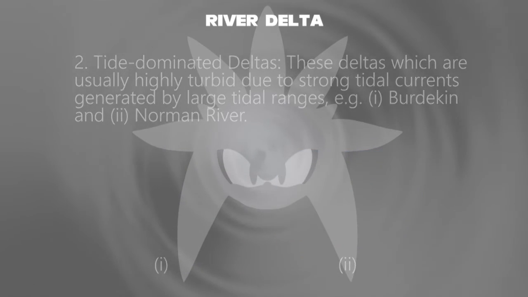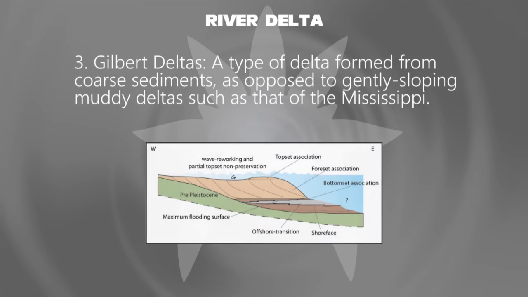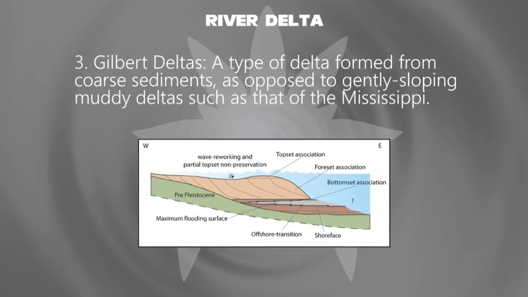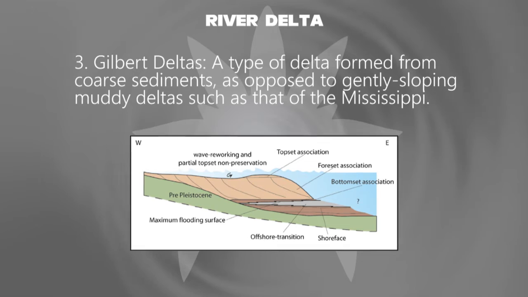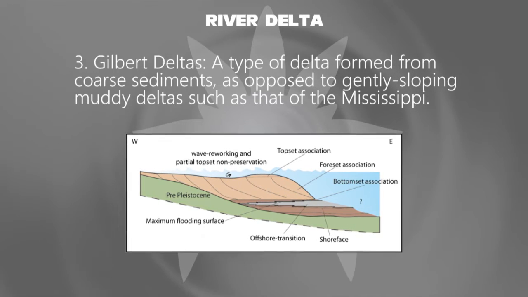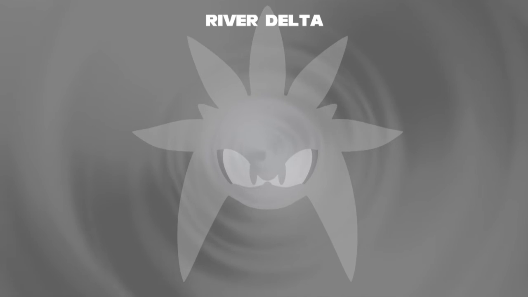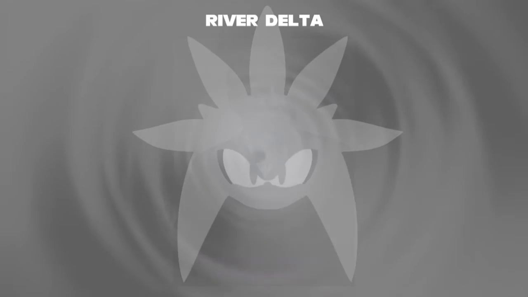Next, the Gilbert Deltas, a type of delta formed from coarse sediments, as opposed to gently sloping muddy deltas such as that of the Mississippi. For example, a mountain river depositing sediment into a freshwater lake would form this kind of delta. This comes from Grove Karl Gilbert, 1843 to 1918.